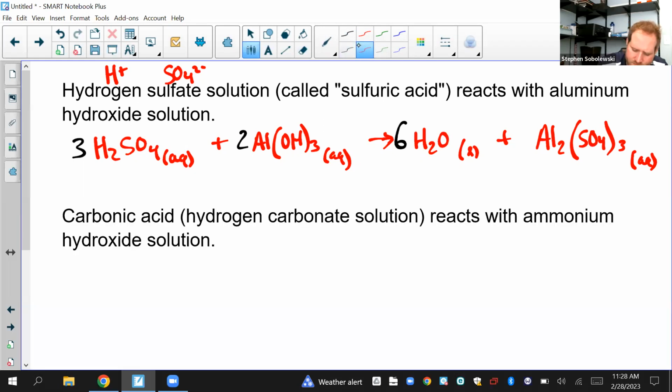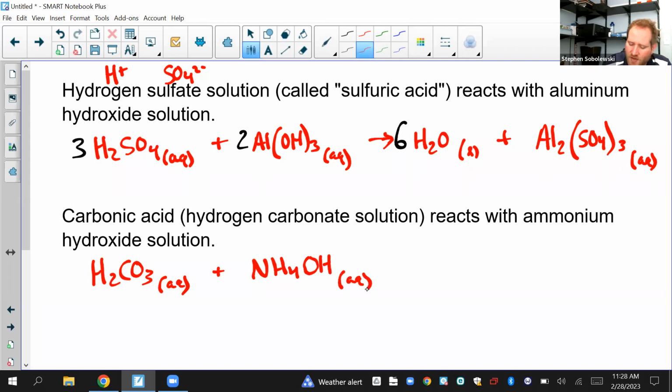All right, last one. Carbonic acid, which is hydrogen carbonate solution. So hydrogen carbonate would be H+, and then CO3 2-, so that's going to be H2CO3 aqueous. Reacts with ammonium hydroxide. So ammonium is NH4+, hydroxide is OH-, so this is just going to be NH4OH. Solution means it's aqueous. And no, I'm not going to merge the H's here. It's very important to show ammonium and hydroxide, like connected as ions, but they're still their own ions.